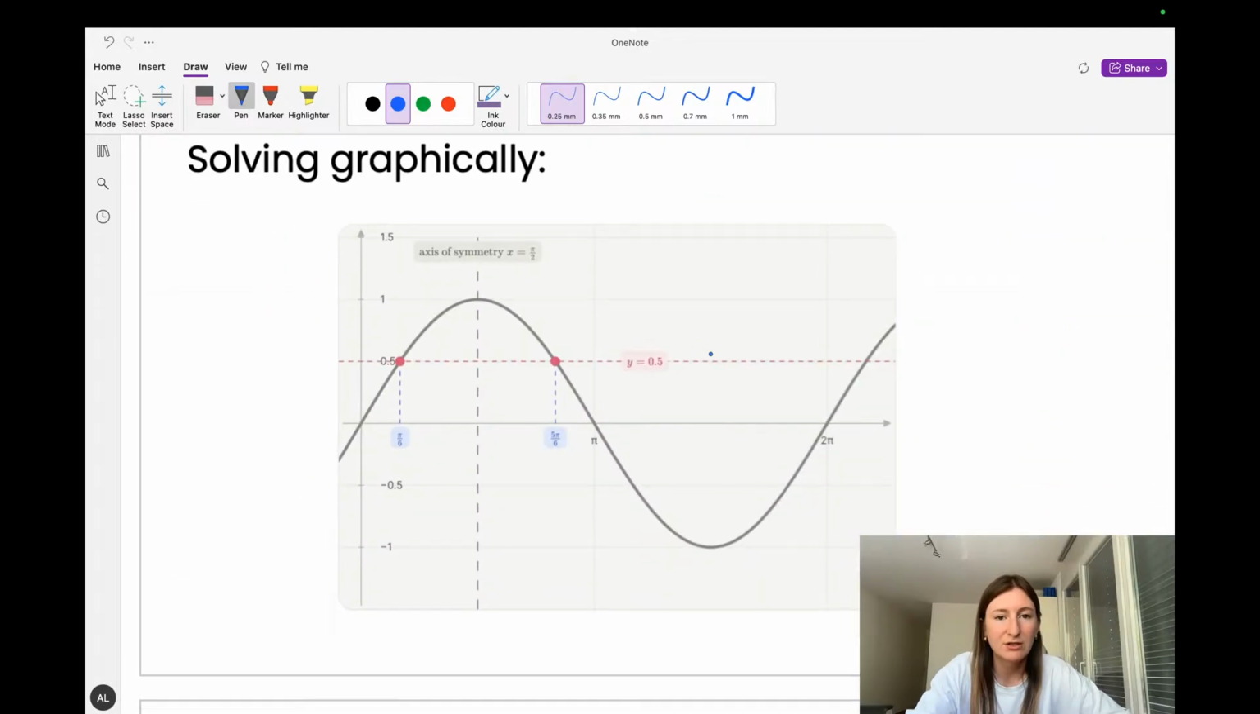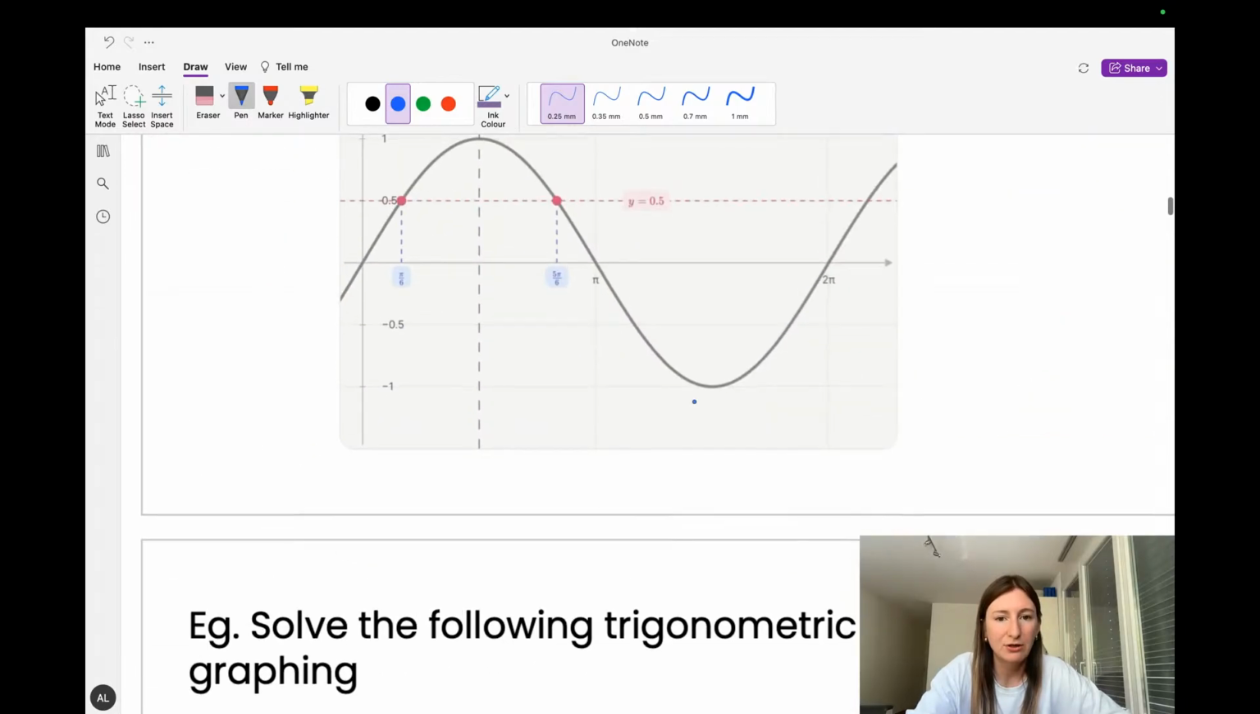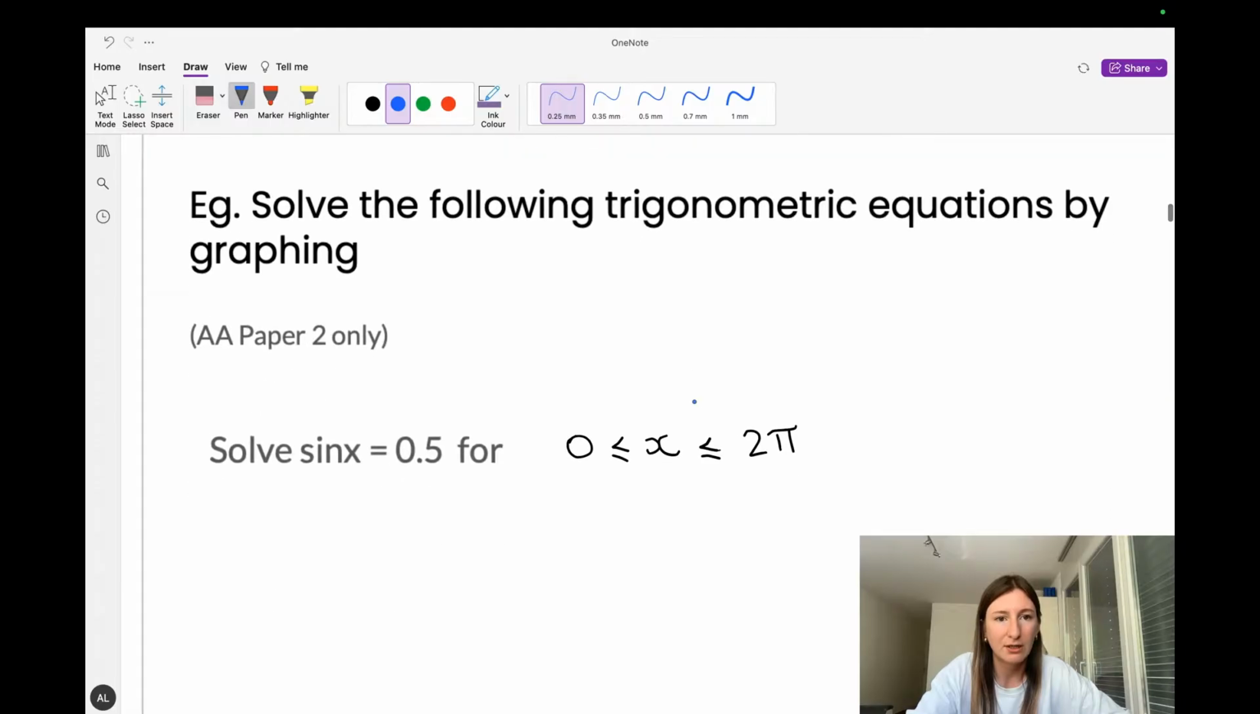So as we said, solving graphically, I just want to show you how to do that on your calculator. If you have a paper 2 question, then you should definitely solve the equations like this. You don't get any more or less marks, but you save a lot of time and accuracy. If it's a paper 2, you have your calculator, solve it graphically.